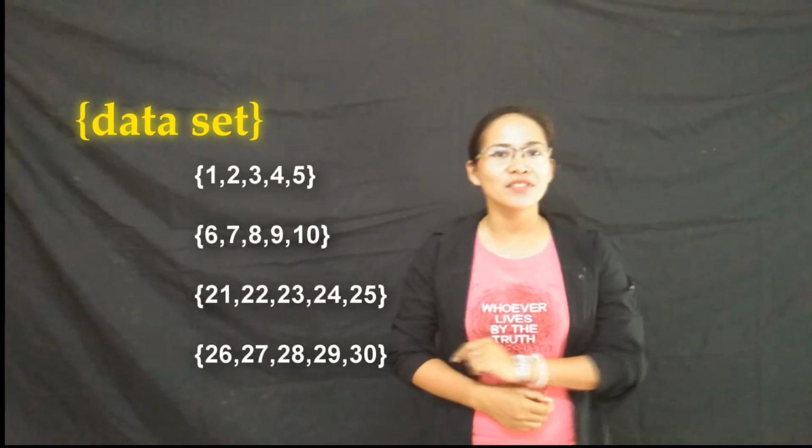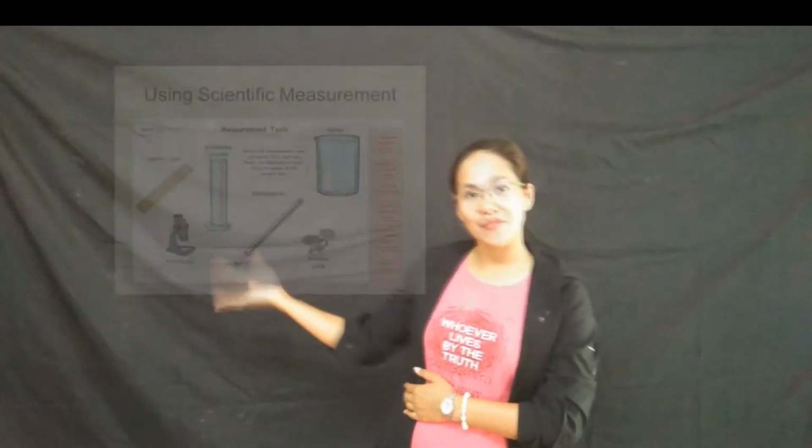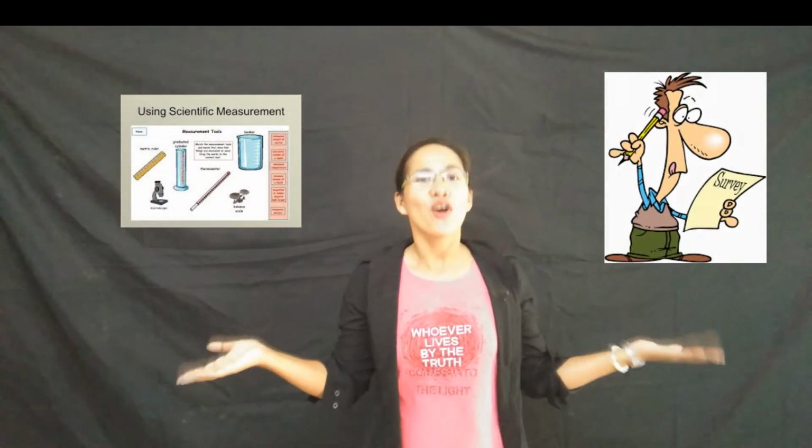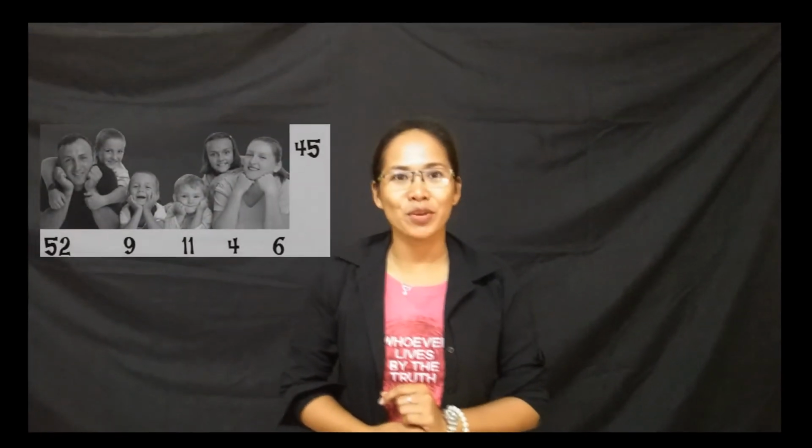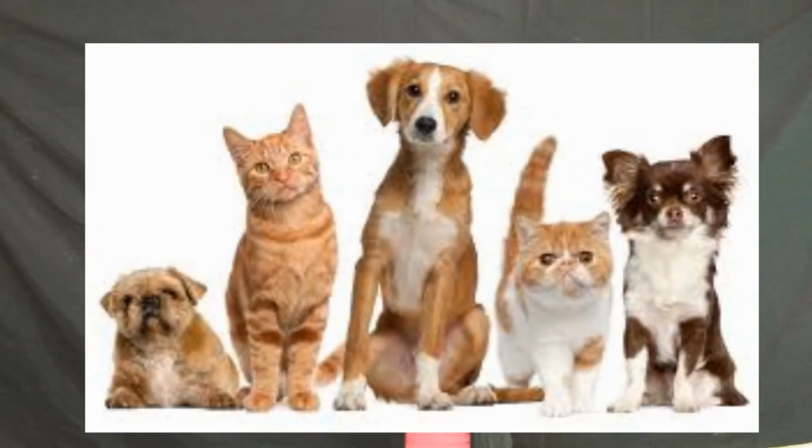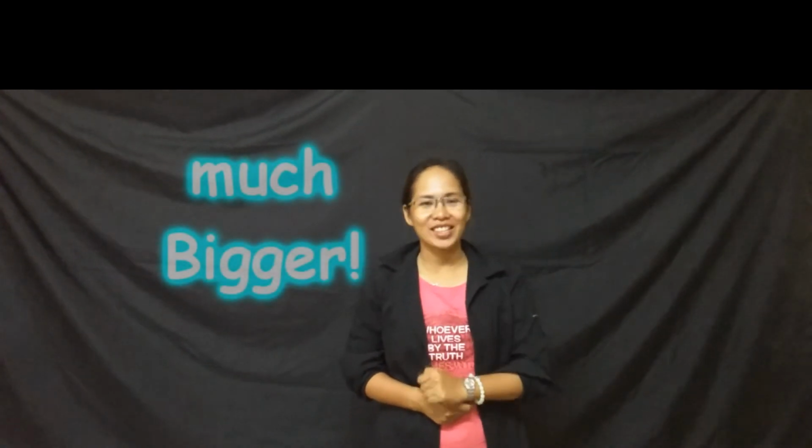Math often deals with data sets. Data sets are just collections or groups of numbers. Those numbers are the result of scientific measurement, surveys, or other data collection methods. For example, you might record the ages of each member of your family into a data set, or you might measure the weight of each of your pets and list them into a data set. Those data sets are fairly small and easy to understand, and you can have much bigger data sets.